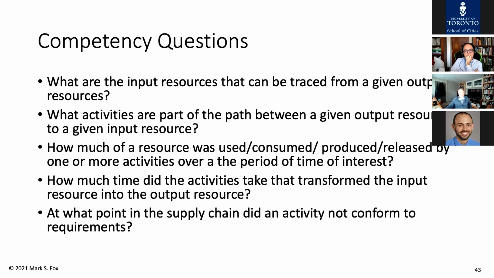So the types of questions that we want to be able to answer in this scenario are: what are the input resources that can be traced from a given output resource? What activities are part of the path between a given output resource to a given input resource? How much of a resource was used, consumed, produced, released by one or more activities over a period of time of interest? How much time did the activities take that transform the input resource into the output resource? And at what point in the supply chain did activity not conform to requirements? And so this is the issue of traceability, and that I hope is what we're doing is relevant to the whole issue of resilient supply chains.